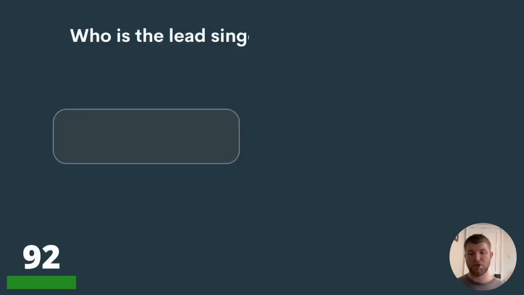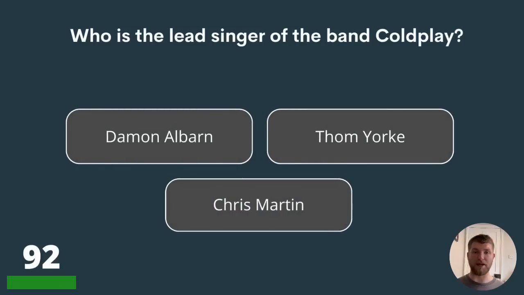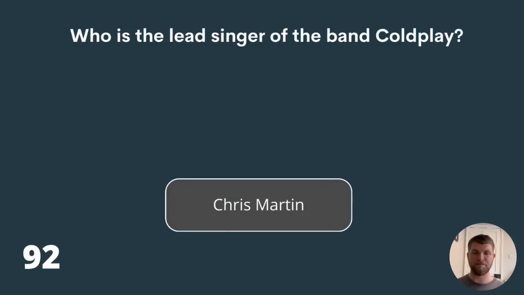92. Who is the lead singer of the band Coldplay? Damon Albarn, Tom York, or Chris Martin? The answer is Chris Martin.